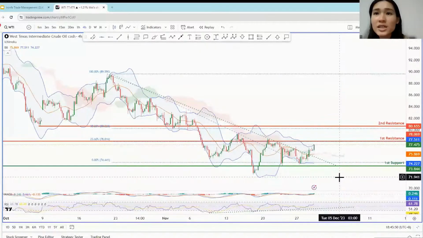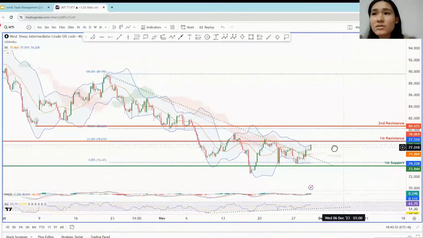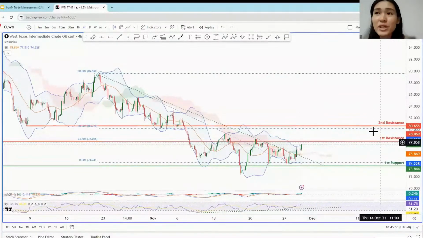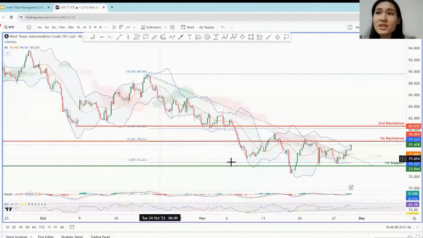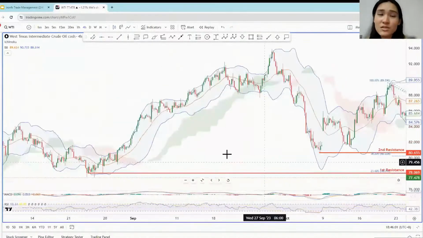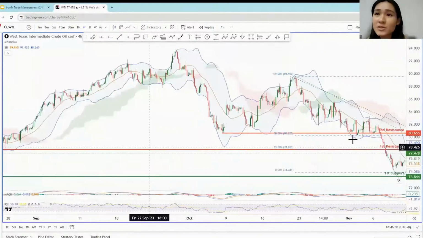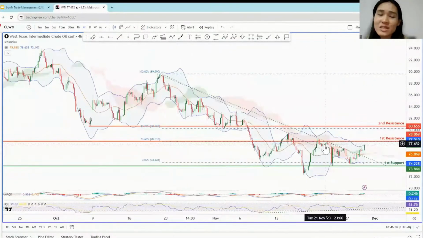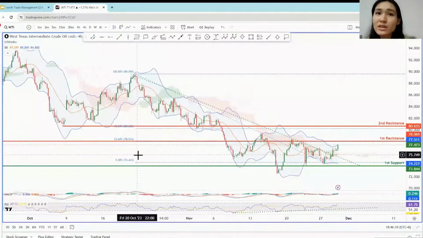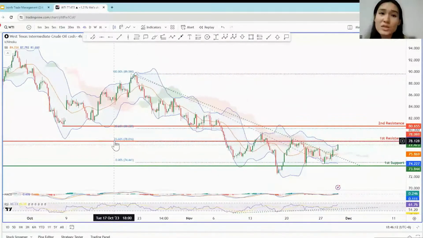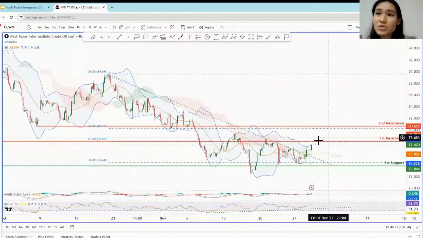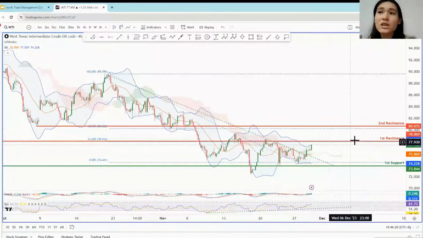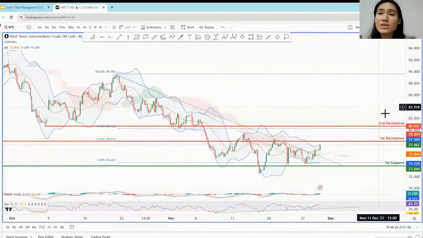For this chart, I think confirmation would be if price manages to break above this first resistance. Because you can see our first resistance is a pretty significant level. So we will be seeing some resistance over here, like we have seen in the past. We also have this 23.6% Fibonacci retracement that lines up with it. So if price manages to break above this level, that's confirmation that we can go in for a buy towards our second resistance.